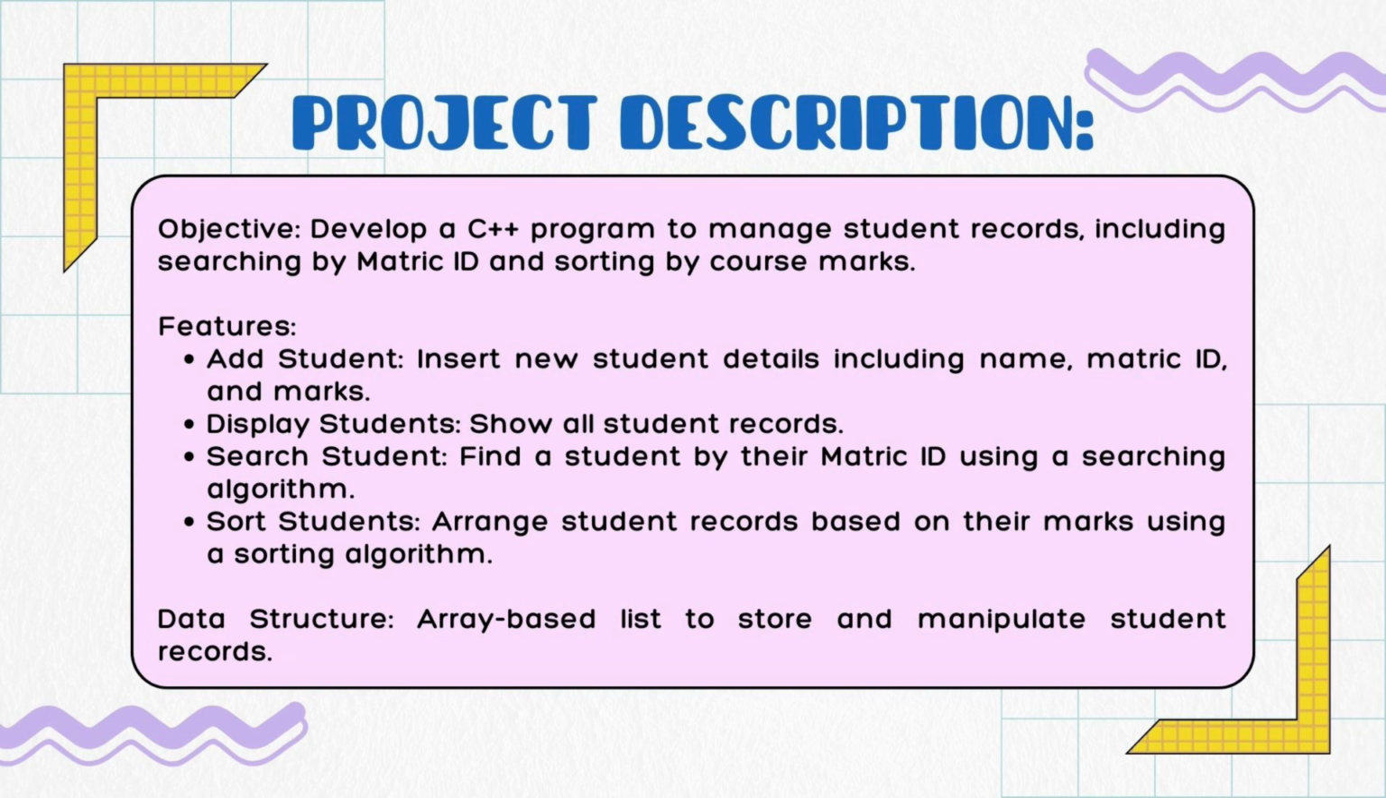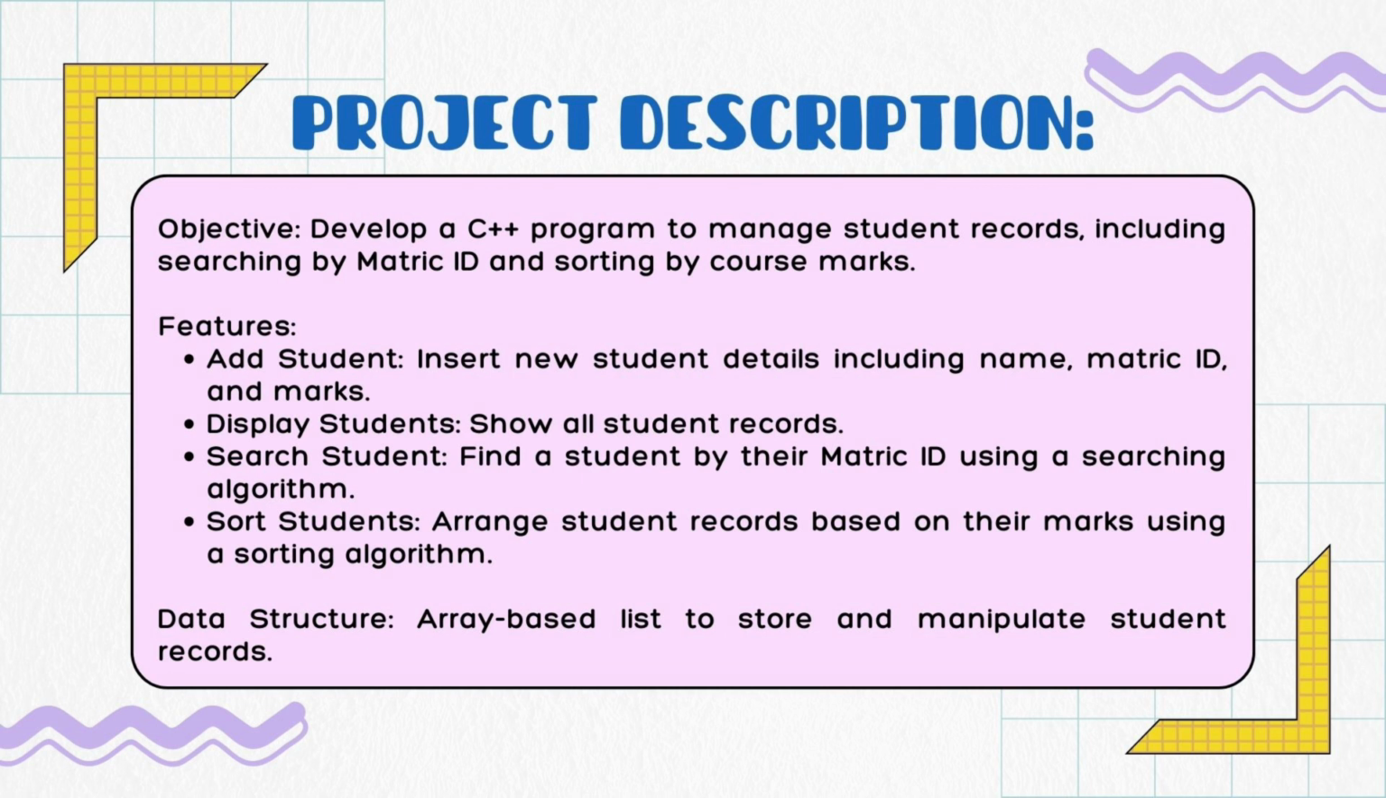Next, display student. So this feature will provide a comprehensive view of all the currently stored student records within the system. Next, search student. This functionality allows user to search for a specific student using their metric ID. The program will employ binary search to efficiently locate the matching record.